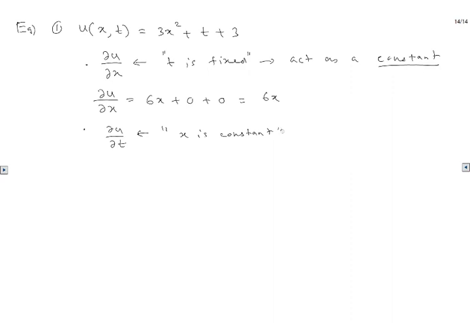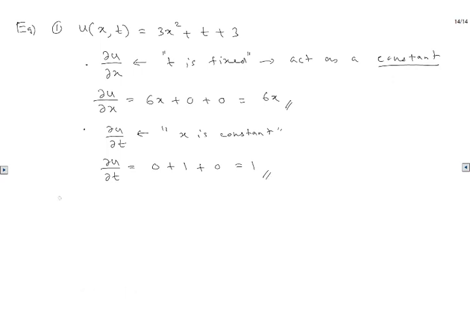You can treat it like a constant, though it's not really one. So that means you get ∂u/∂t equal to: x is a constant, so that's 0; t gives 1; 3 is a constant, so you get 1. Okay, so you can see it's not that bad. So that's what you get: it is 6x and 1.